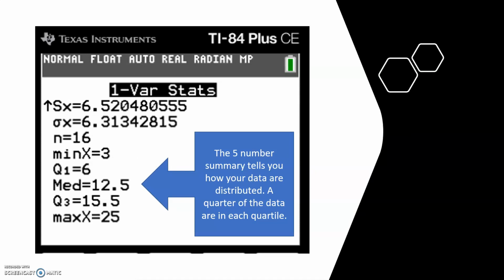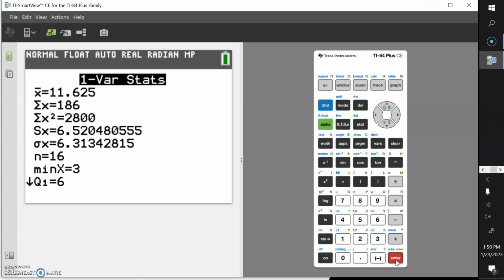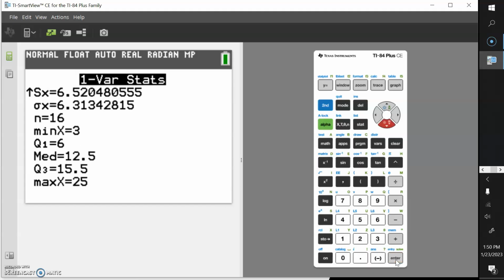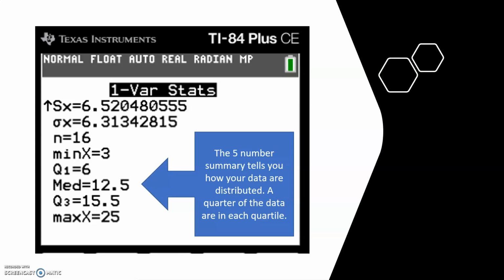You're also going to, if you scroll down on your calculator, get a 5-number summary. So if I keep scrolling down, I'm going to get a 5-number summary. The 5-number summary is the median, which looks like it's 12.5. And it's the Q1, which is 6, and Q3, which is 15.5.